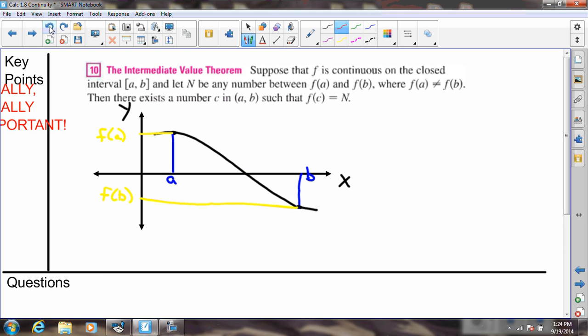Specifically, I want to know where the function value is equal to 0. That's just asking where does the function cross the x-axis. Wait, I want to rewrite that. Where does f of x cross? My board's not writing right now.